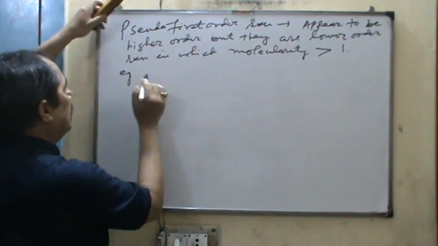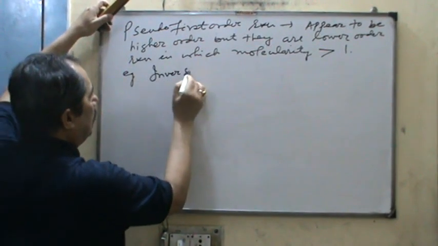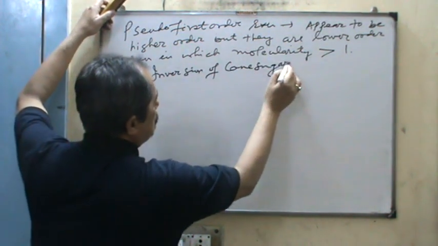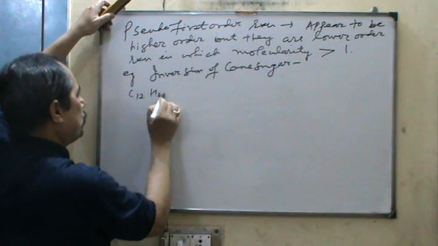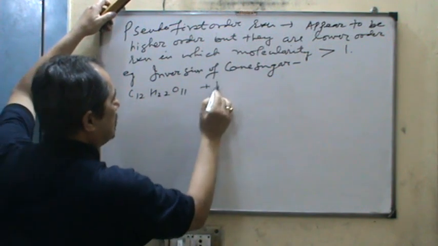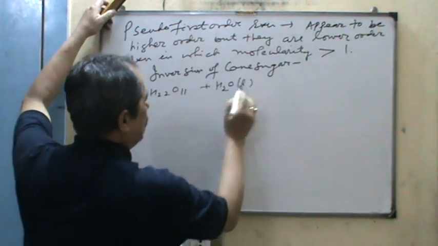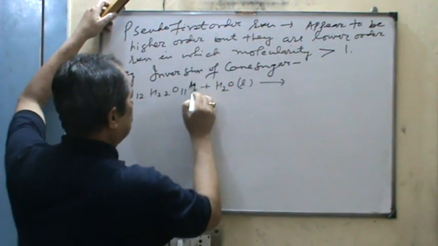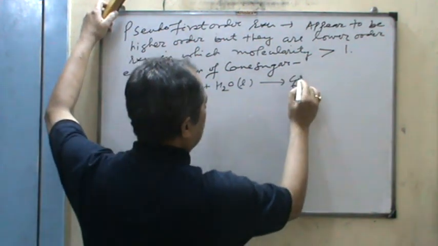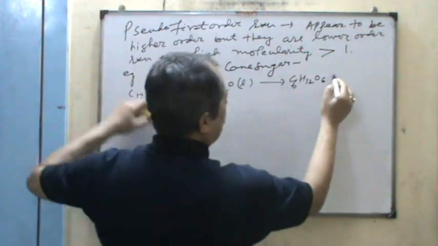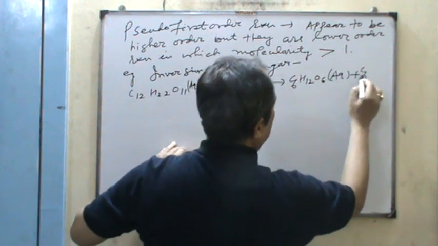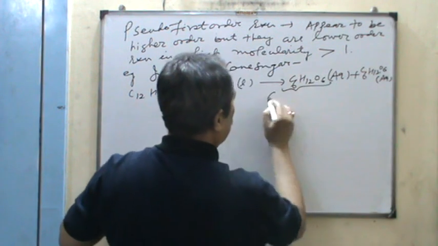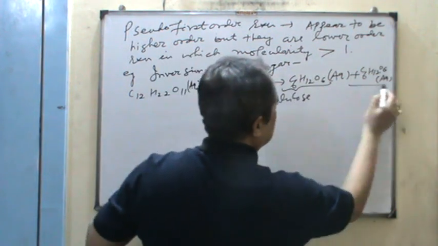For example, inversion of cane sugar. C12H22O11 plus water, right? So here, in the aqueous state, it gives C6H12O6 glucose plus fructose, C6H12O6 in aqueous. One is the glucose and the other is the fructose.